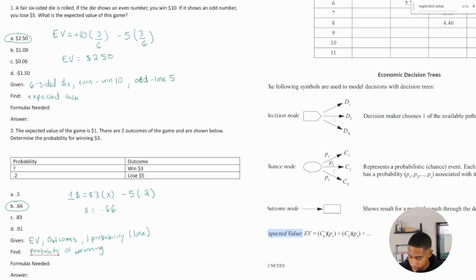So you have a pretty high chance of winning $3, and a lower chance, because you have a 20% chance that you're going to lose $5 and a 66% chance that you're going to win.